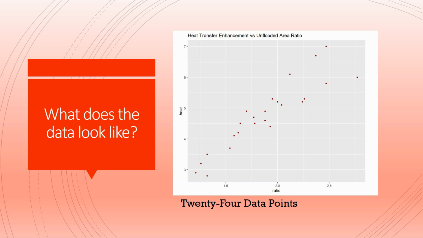What does the data look like? So this is our data. This is the ratio, or the surface area ratio, on the horizontal axis, and our heat transfer enhancement on the y-axis. These are 24 different data points collected in the study. Each tube was flooded with vapor to see how the heat transfer reacted based on the surface area. And the data was collected from these 24 different tubes, and their data is present here on this graph.